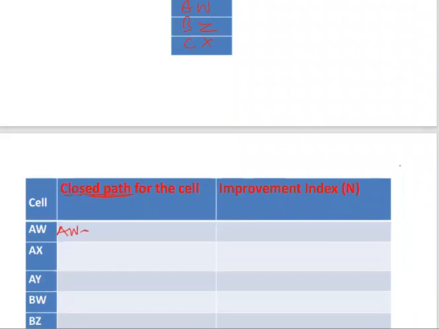AW minus AZ, plus CZ. CZ minus CW. AW. So what would that give us? CW. CW, right? All right.